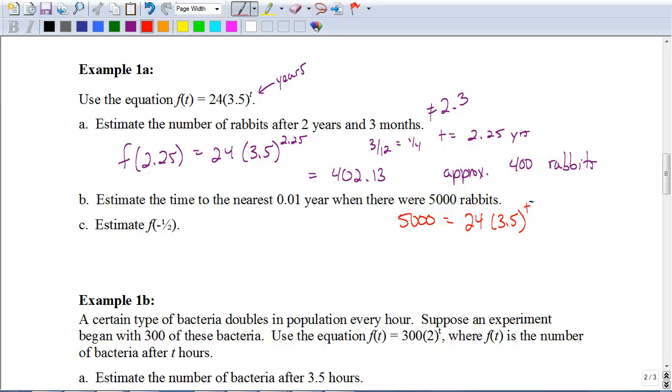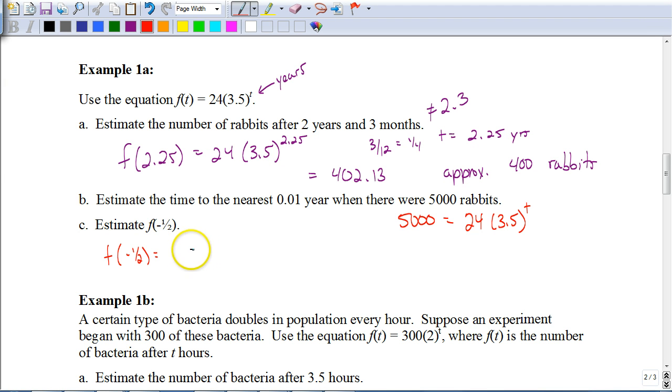But we can do letter C. Let's look at that one. This time they want us to use t as a negative number. That does not mean our answer is going to be negative. What this means is that we're going back in time. We're trying to figure out a half a year before 1859, how many rabbits there were. Because remember, we started out with 24, so we want to figure out how many rabbits there were 6 months previous to that.